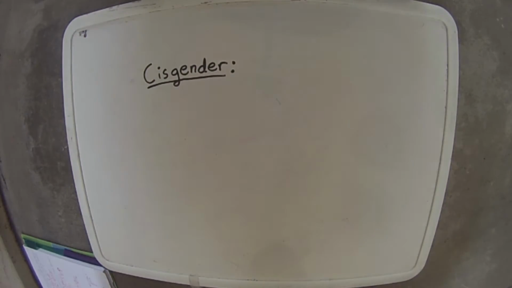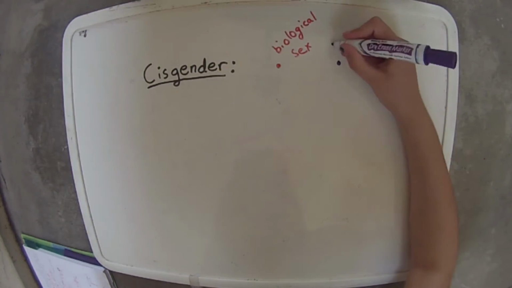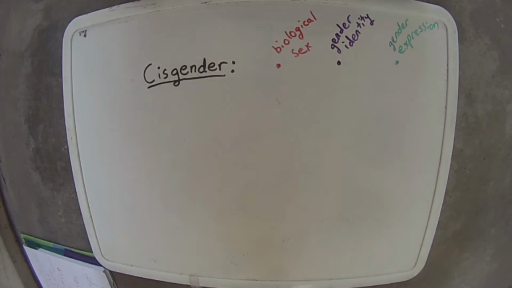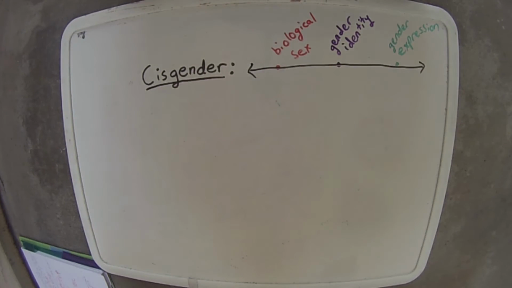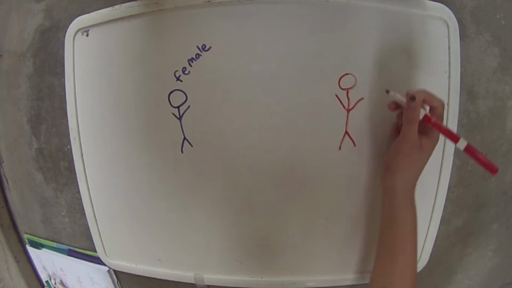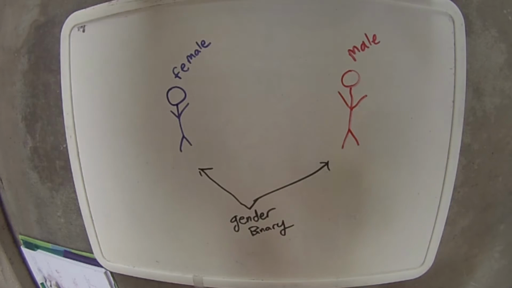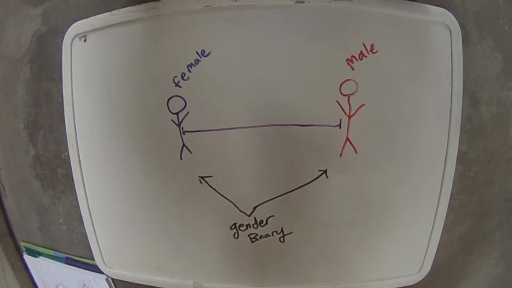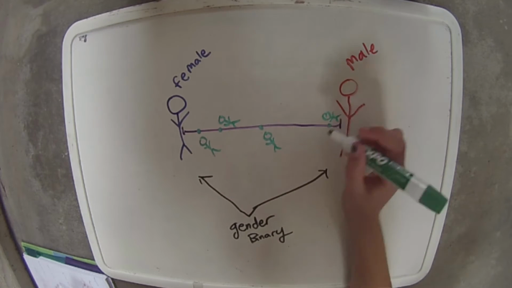Cisgender is what happens when all of your gender parts line up. For example, you have female organs, you present yourself as a female, and you see yourself as a female. It's the same thing with males. The traditional view of two sexes, female and male, is called the gender binary. However, we are starting to realize that this is more of a spectrum than an either-or. People live all across and even outside of the spectrum.